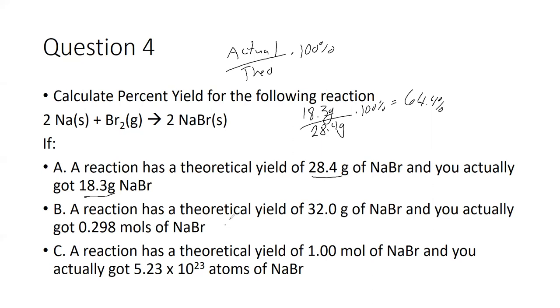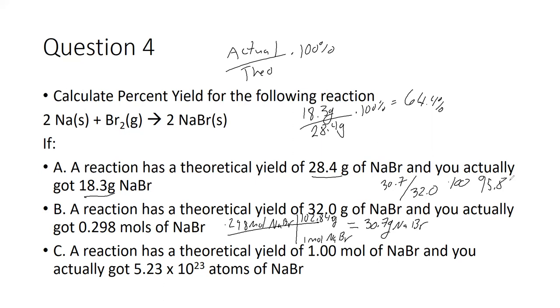So I have 0.298 moles of sodium bromide. And my molecular weight is, for every 1 mole of sodium bromide I have, 102.84 grams of sodium bromide, which means I get 30.7 grams of sodium bromide. So actual is 30.7. Theoretical is 32, multiply that by 100. And my percent yield here is 95.8%.